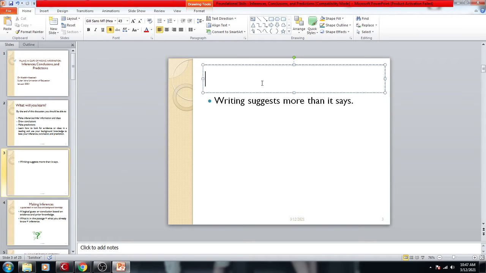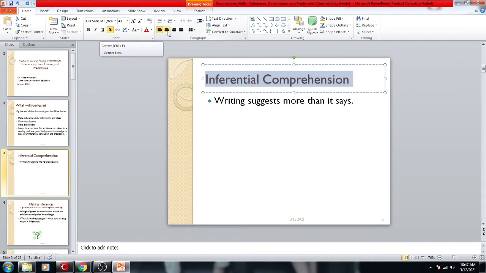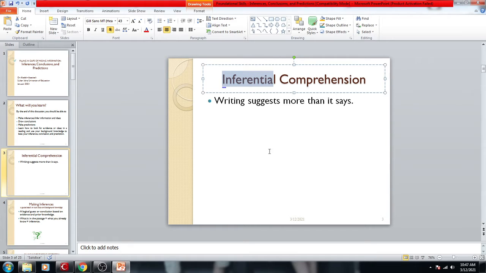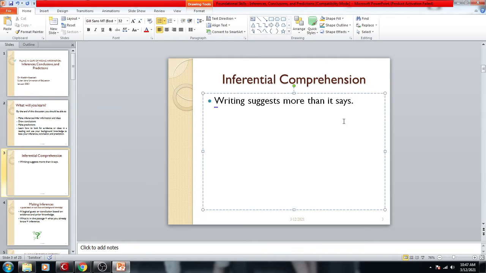And so we need to go beyond the literal comprehension to inferential comprehension. This is, as we have said, the second layer of meaning, or the second way of thinking about a reading. So, having established the fact that writing suggests more than it says, then we need to recover, as I said, meanings suggested or implied.